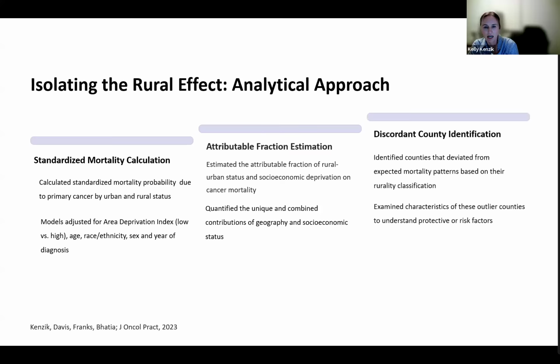And then finally, we wanted to look at what might be considered a discordant county, meaning we wanted to look at counties that deviated from what we would expect, right? So when we would expect a county with a high rural gradient plus high ADI, but they had a low mortality rate, we wanted to start highlighting where things are flipped, right? Like where might things be different than we would expect. And that's where we can start looking at factors that might be useful for future interventions or study. And we looked at some of the characteristics of these outlier counties.